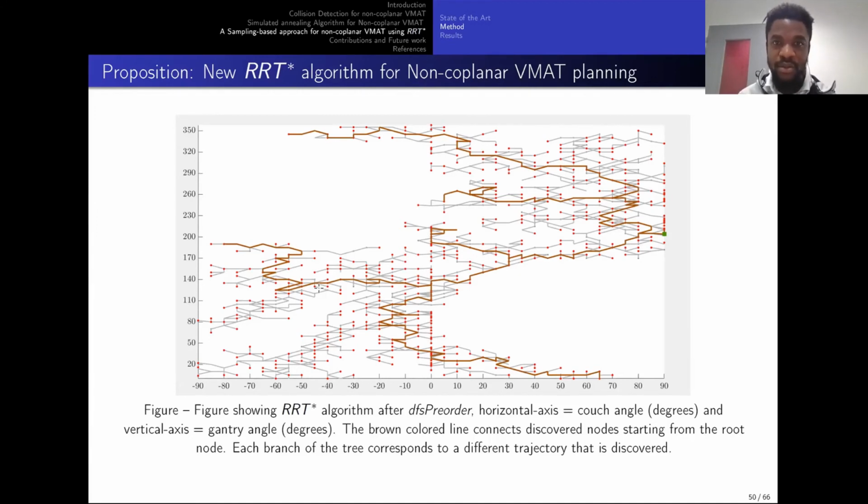If you follow one of the branches all the way from the root node to the end, you will see that you end at the terminal node, which is also red in color. Before we run the depth first search, the tree looks like this. Then from each terminal node, we run the depth first search all the way back to the root node to get the set of trajectories, and from this set, we get the best one, and that one is the one we are going to use for the treatment.